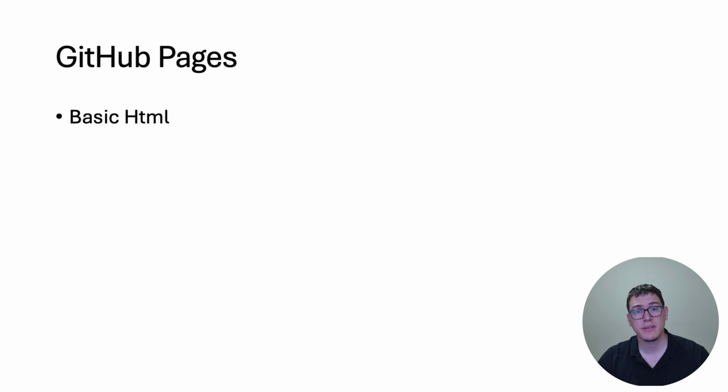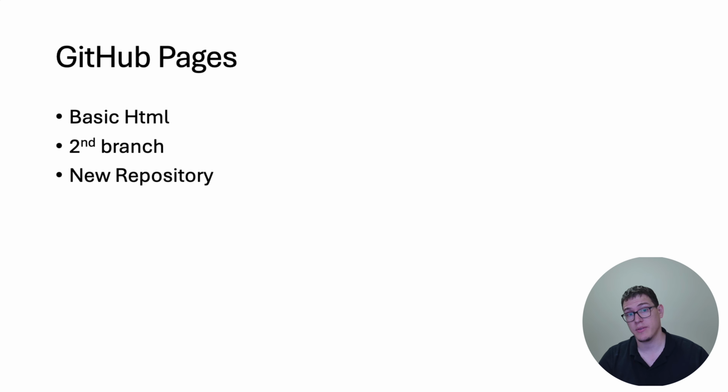We first looked at basic HTML pages. Then we looked at the option of instead publishing to a second branch where we could have generated content. We then looked at, instead of having a second branch, rather publishing to a new repository, where it was a lot more clear where the doc site was versus the code repo. And then we looked at using GitHub Actions and publishing to artifacts and following a more traditional deployment pipeline.